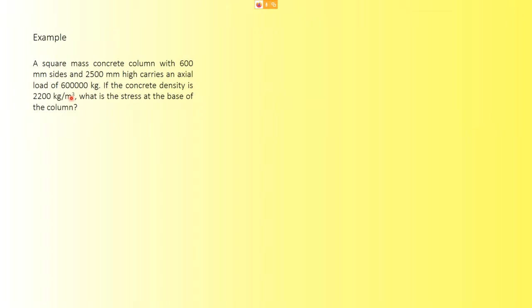Okay, that is only when the density of the material is given. Now, what is the stress at the base of the column? So that is why you have to look at the stress at the base of the column. So when you look at something that is at the base of the column, that means you have to include the self weight of the concrete column.